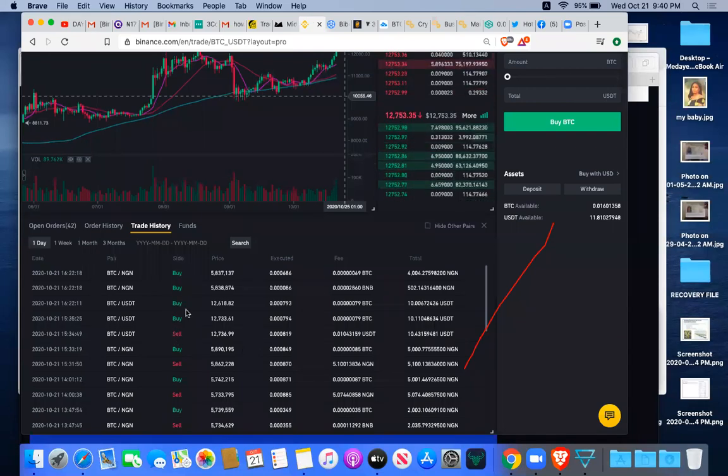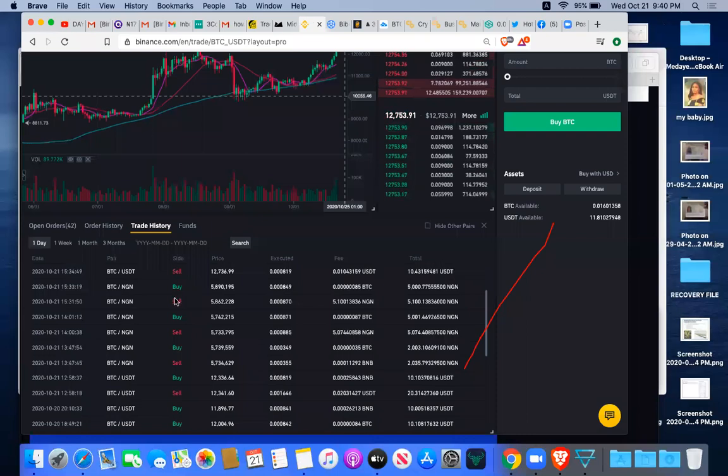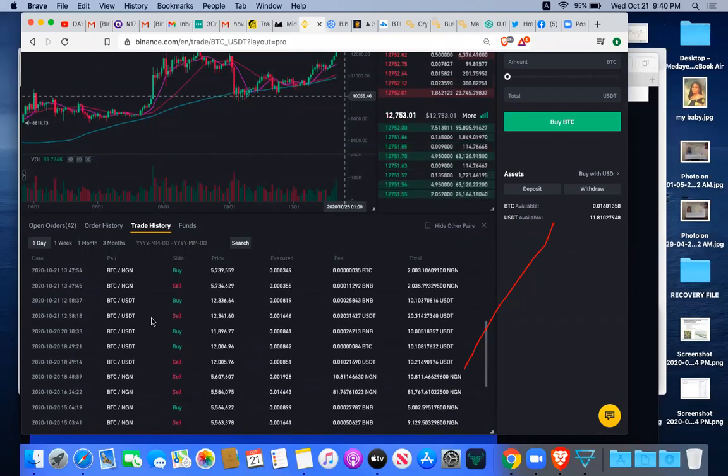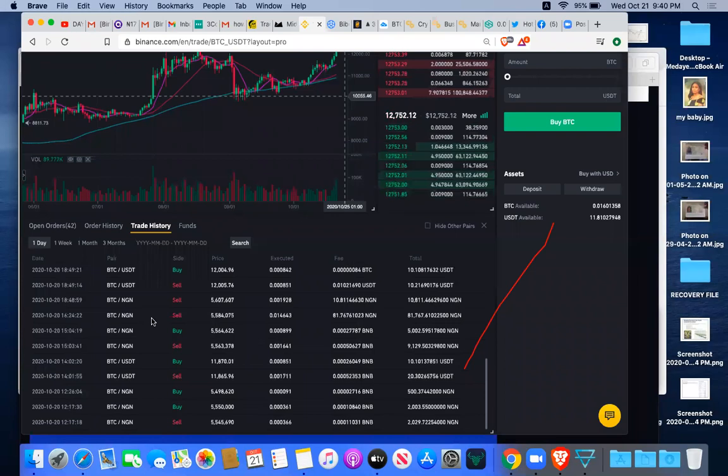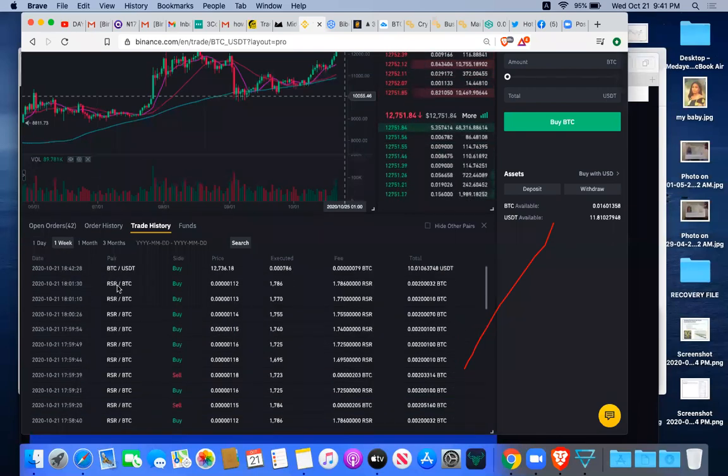After it buys, of course, the algorithm gives some signals with indicators that the price is still going to go up. You buy again, resell, and just continue in that order. So it keeps on accumulating and adding more value. You can see buy, sell, NGN, USDT. Buy, sell, buy, sell, BTC, NGN, BTC, USDT, buy, sell, in that order. Then you can see BTC.